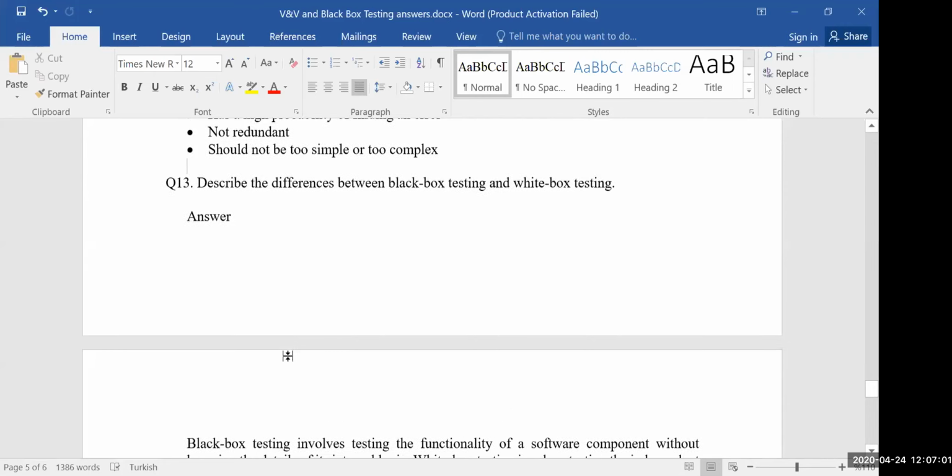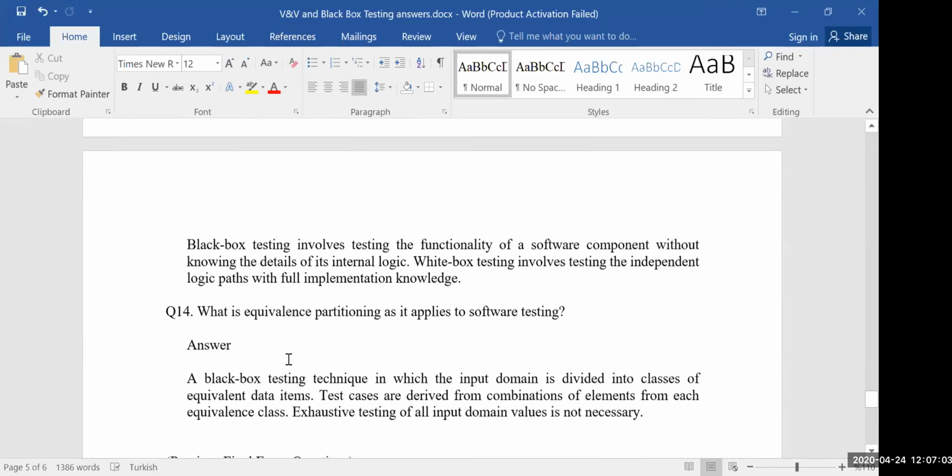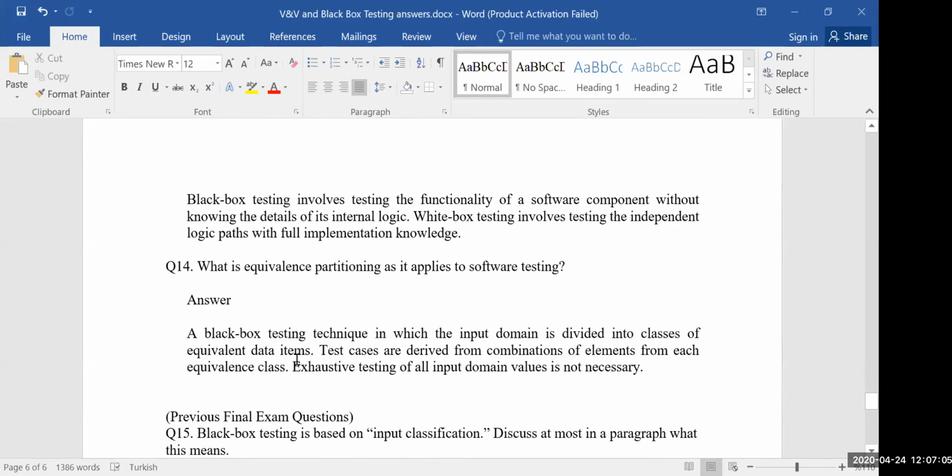Question number 14. What is equivalence partitioning as it applies to software testing? Actually, we discussed it. A black box testing technique in which the input domain is divided into classes of equivalent data items. Test cases are derived from combinations of elements from each equivalence class. Exhaustive testing of all input domain values is not necessary.